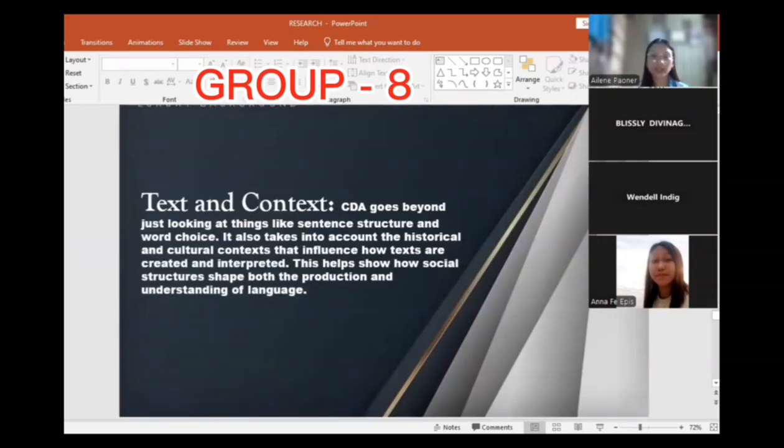Next, context. CDA goes beyond just looking at things like sentence structure and word choice. It also takes into account the historical and cultural context that influence how texts are created and interpreted. This helps show how social structures shape both the production and understanding of language.